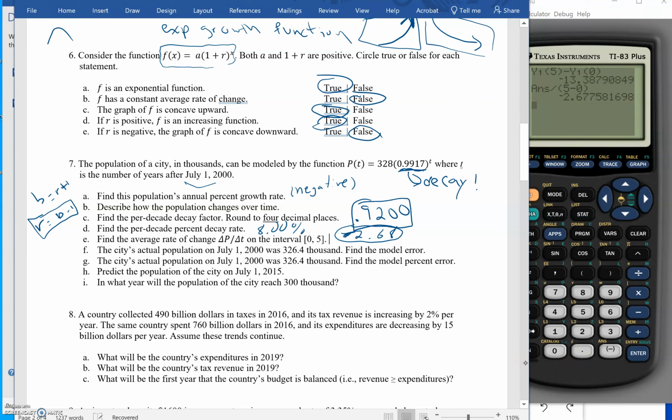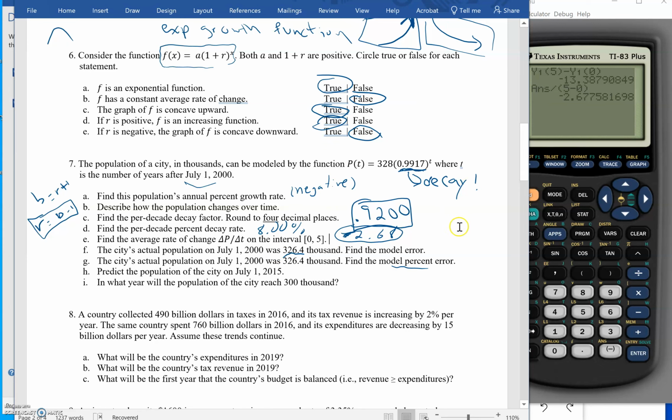Okay, there is a negative sign there. Okay, moving along. The city's actual population on July 1st was 326.4. Find the model error. And then for question G, it's the same question. It's just that there it's going to be asking for the model percent error.